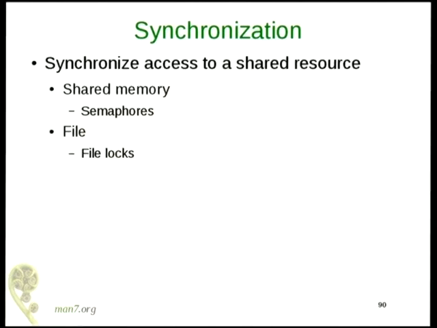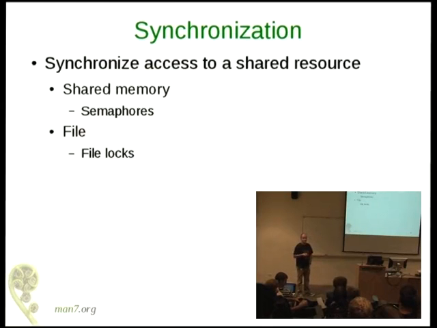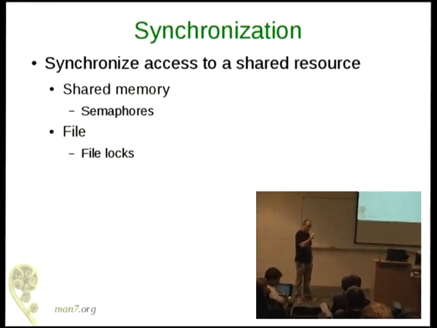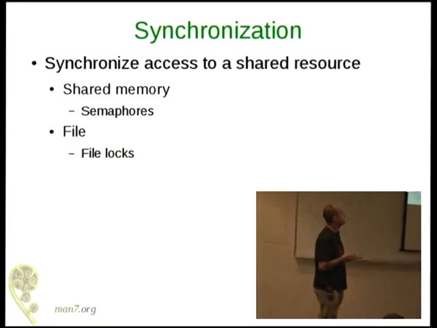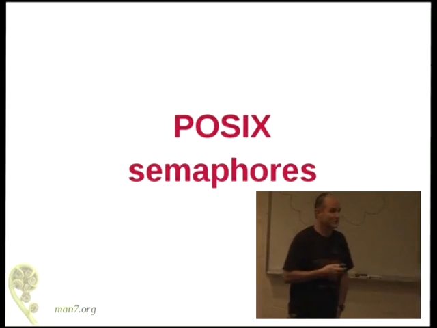There are two commonly used synchronization techniques for synchronizing between processes on Linux or on Unix systems generally. Semaphores, which are the technique usually used with shared memory, and file locks, which are the technique usually used for synchronizing access to files. And what I want to talk about now is POSIX semaphores.